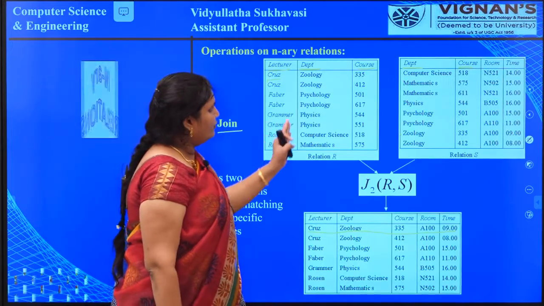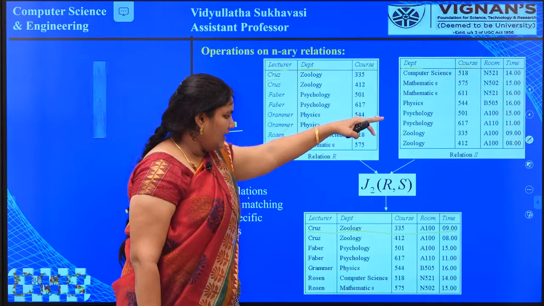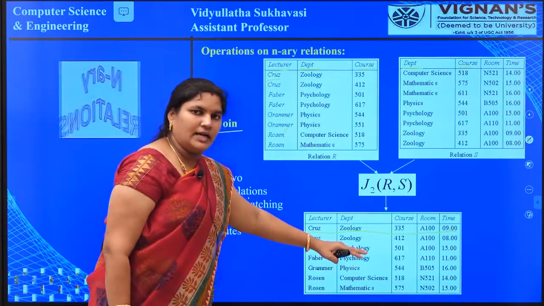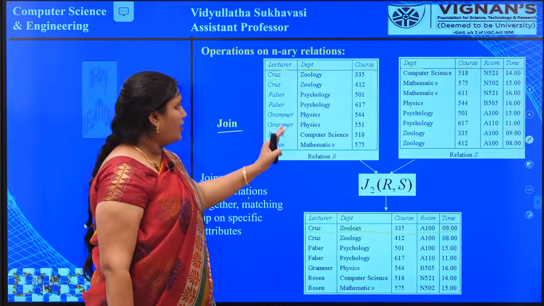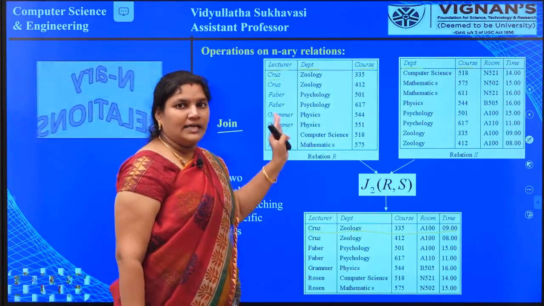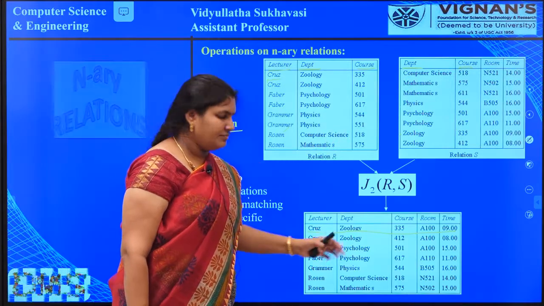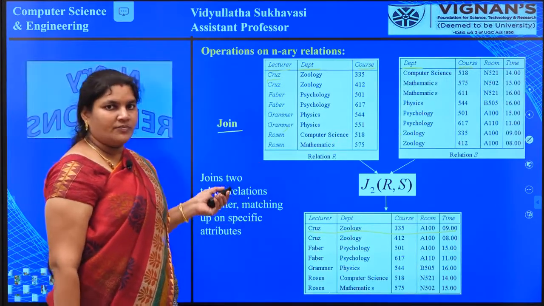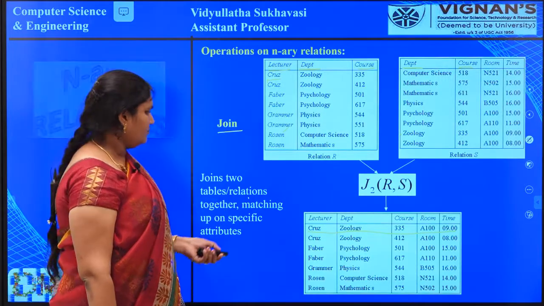Likewise, we combine based on the attributes of the two tables and get the result of that join operation. In a join operation, we need to take the help of attributes in both tables and combine them. So these are the two operations we perform on databases: selection and join.